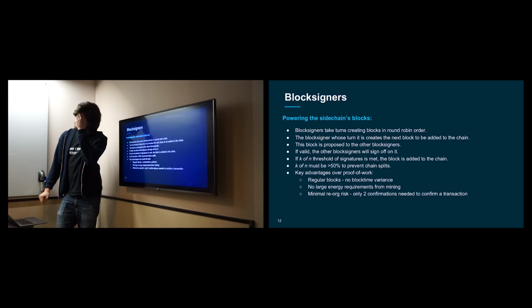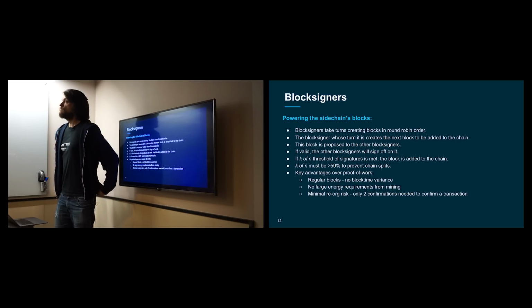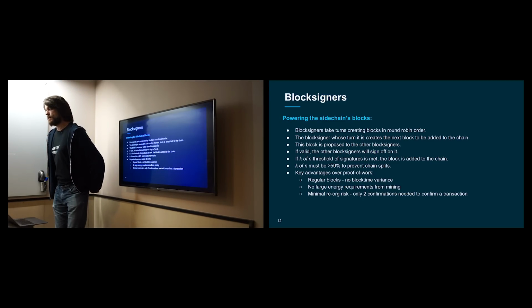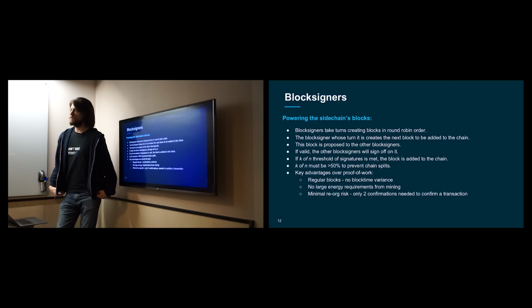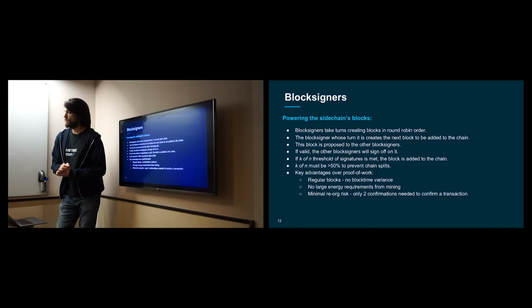I had some talk of merge mining with sidechains. Merge mining doesn't apply to federations. Yeah, merge mining would apply to a federation. So block signers replace a mining mechanism. Right. So like I said.